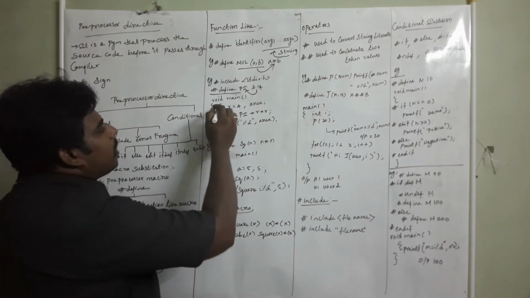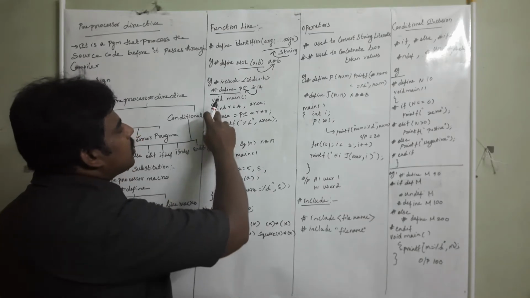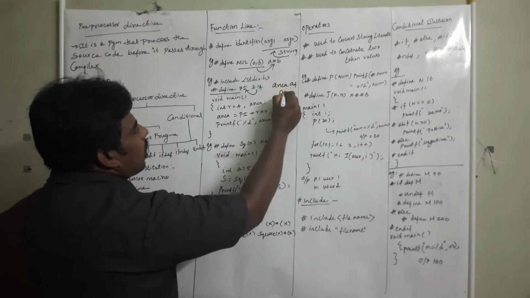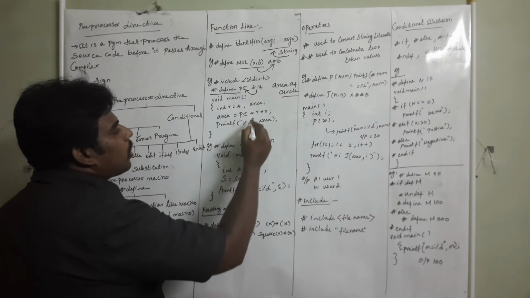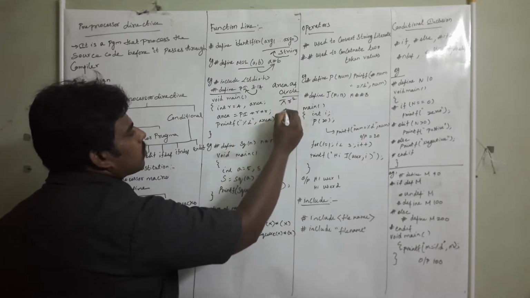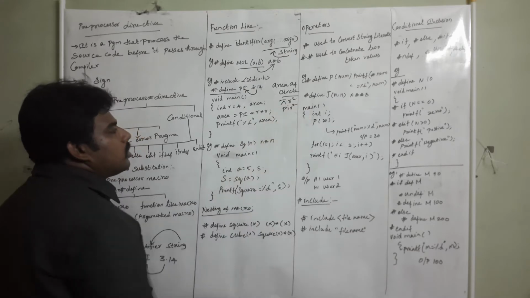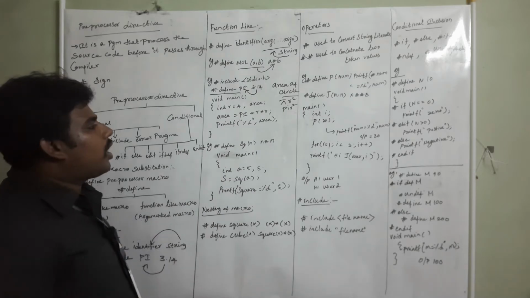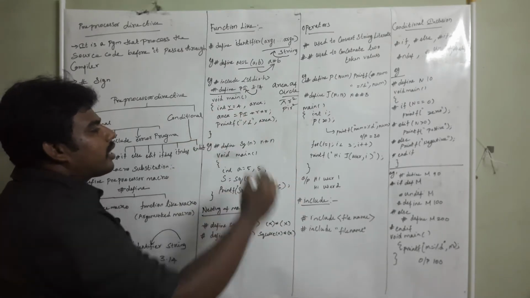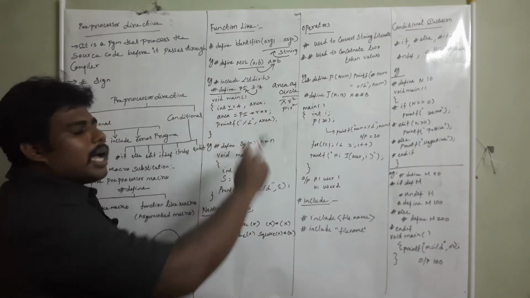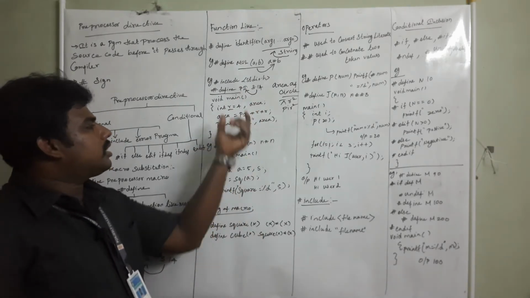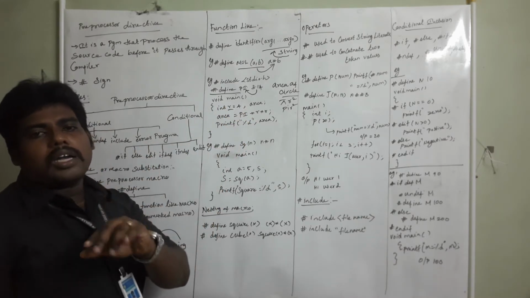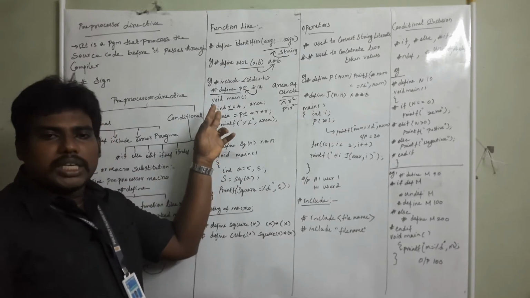Void main is the starting position of your program. This is the program to find the area of a circle. What's the formula? Pi r square. So I am declaring a variable r for radius, and I am declaring r equal to 4. Then I am declaring another variable, area. What is this line? Variable declaration. I am going to use two variables, one is r, another one is area. Both belong to the integer data type.